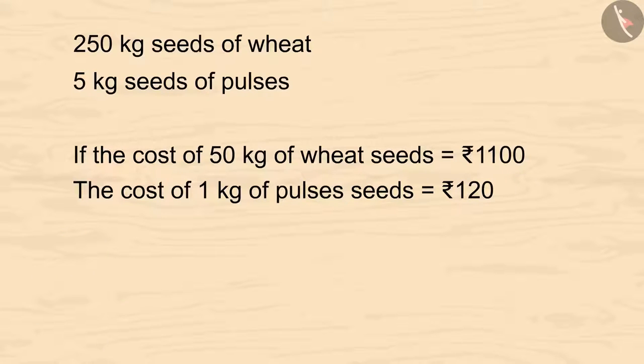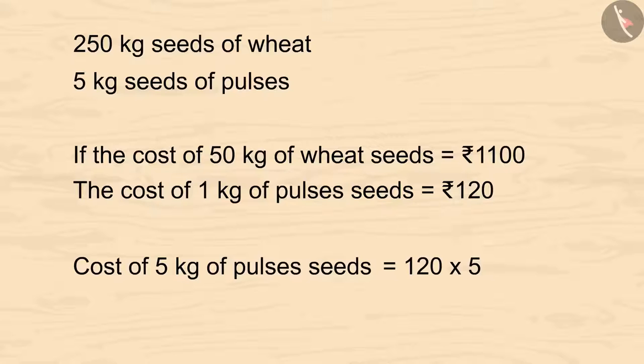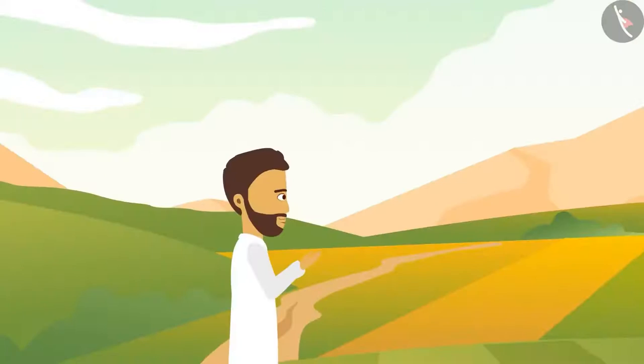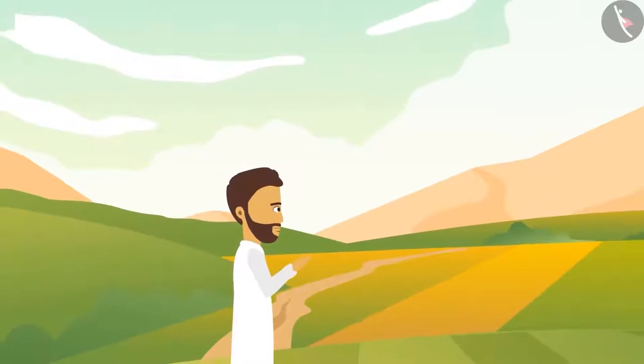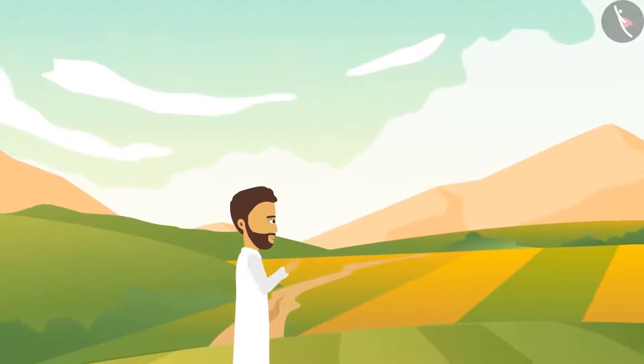The cost of 1 kg of pulses seeds is 120 rupees. So, the cost of 5 kgs would be 120 multiplied by 5, 600. Kareem spent 600 rupees on pulses seeds. So, Kareem Bhai has bought the seeds and now is thinking how to sow them.